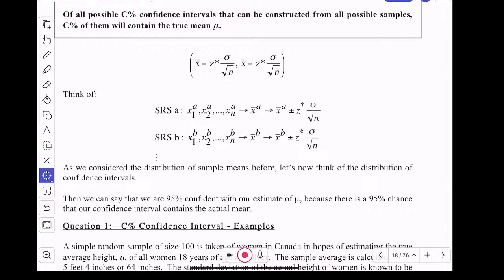Think about how we collect one sample, and that sample that we collect is just one of all possible samples we could have collected. So let's say we have that one sample and we've listed all the numbers out, and we'll call this simple random sample A. These are the outcomes of the sample. I can calculate a mean. I could calculate a confidence interval. I could draw the confidence interval. I could say this is my confidence interval.